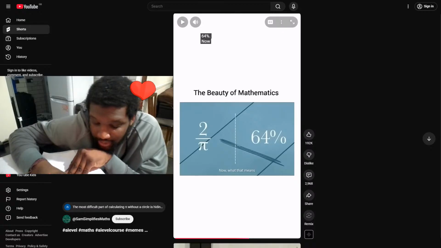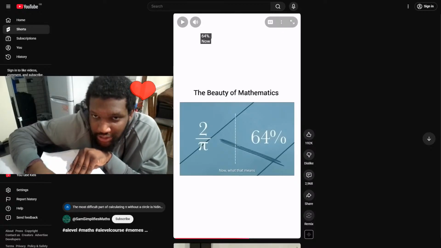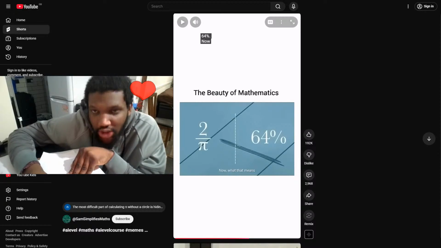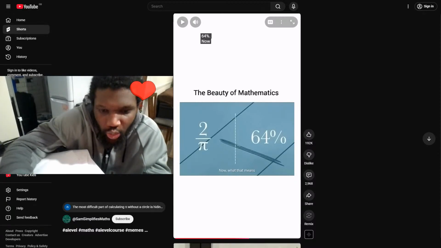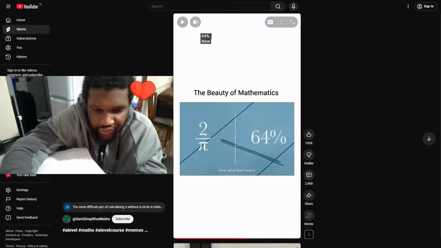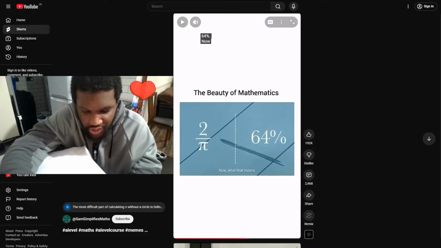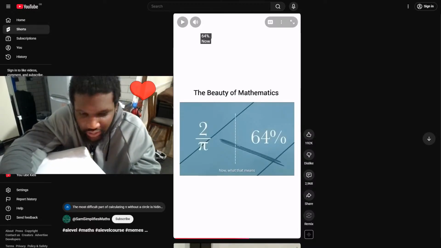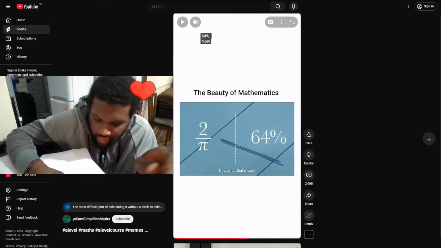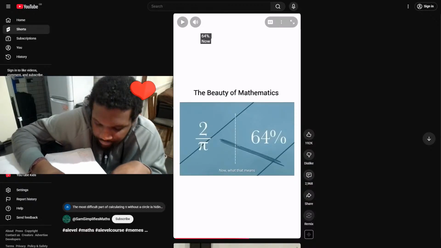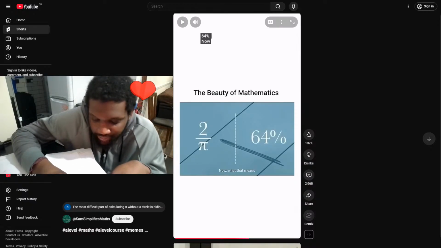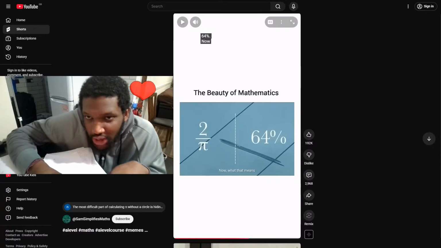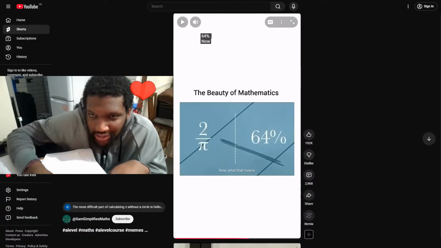So 1 minus 0.63661977. Let me just do 1 minus 0.63661977. This has some kind of thing you can measure. If you minus, you get minus something else. So 1 minus that gives 0.3633027, which will give you the equation.